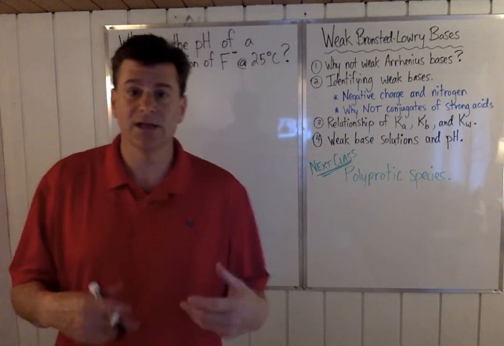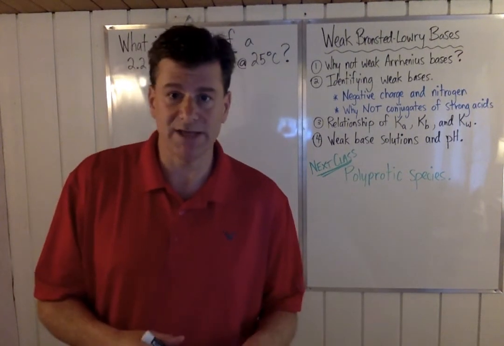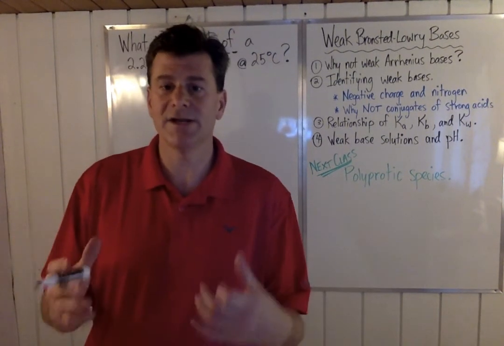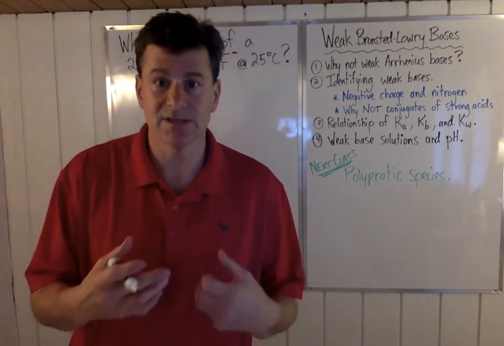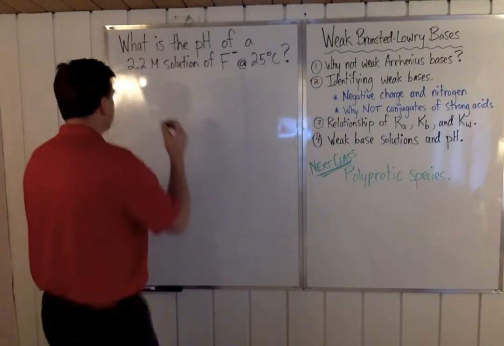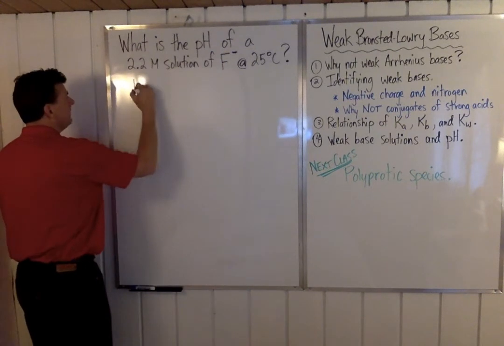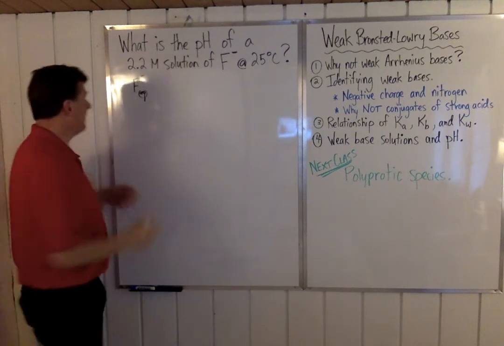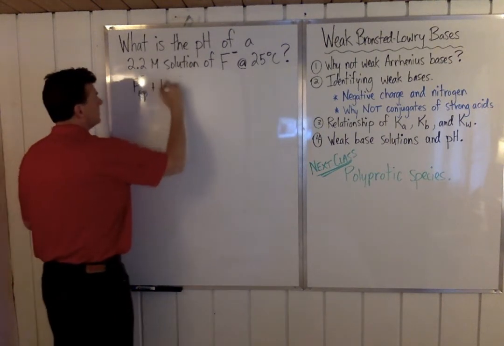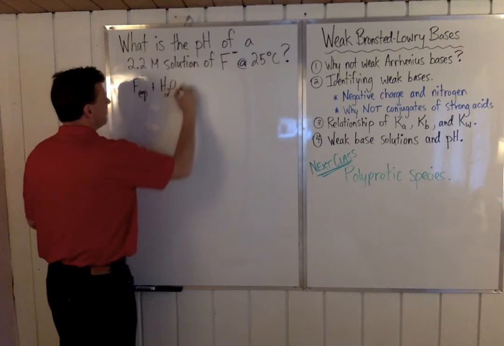So F minus, in fact, will act as a weak base. So I write an equation having F minus acting as a base with water. Here's what it looks like. F minus, it's aqueous because it's an ion, so it would have to be aqueous, plus H2O.